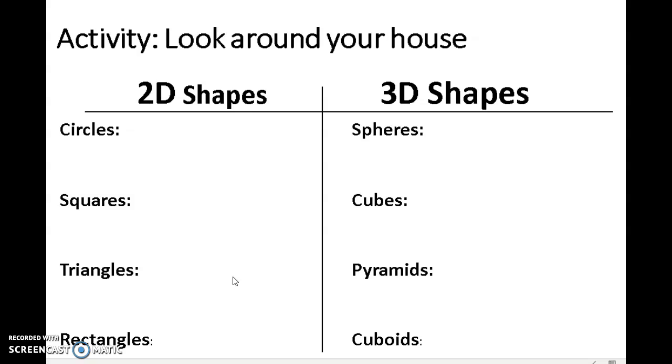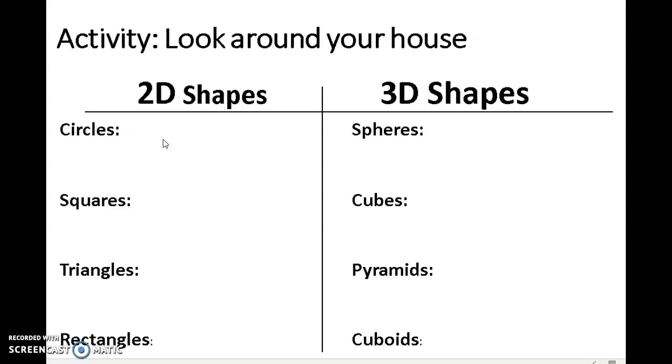Okay, now we're going to have a quick activity. It is called Look Around Your House. On a piece of paper, I want you to draw this T chart. On the left side, we're going to write 2D shapes, and on the right side, we're going to write 3D shapes. When you do that, you write circles, squares, triangles, rectangles on the 2D shape side. And on the 3D shape side, you write spheres, cubes, pyramids, and cuboids.